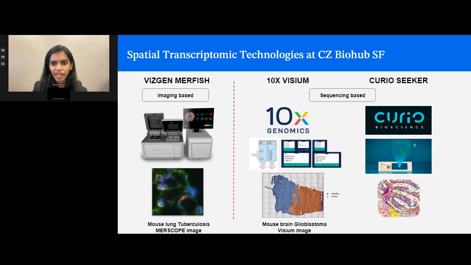Two of the projects that we wanted to highlight that we've used these technologies for are the mouse lung tuberculosis project and the mouse brain glioblastoma project. At the bottom, left and right, you can see in the mouse brain glioblastoma, Visium section clearly shows the difference between the healthy and the tumor regions of the mouse brain.